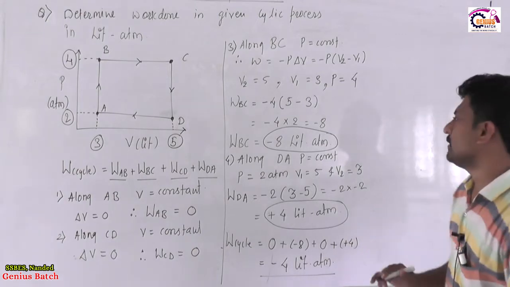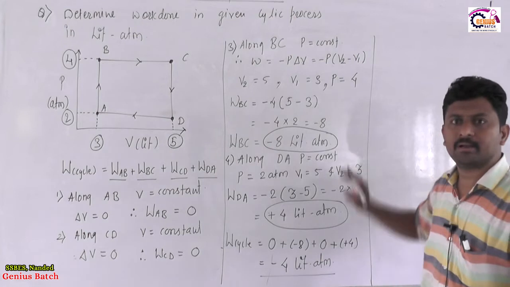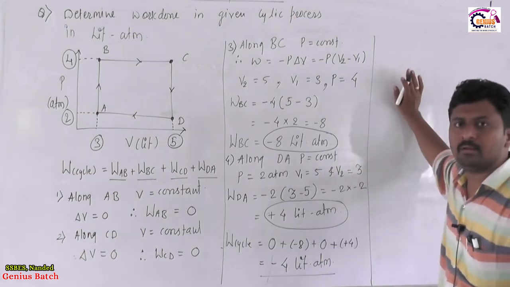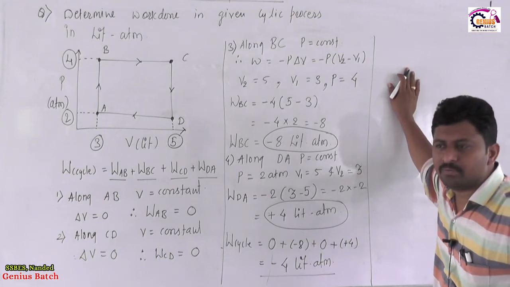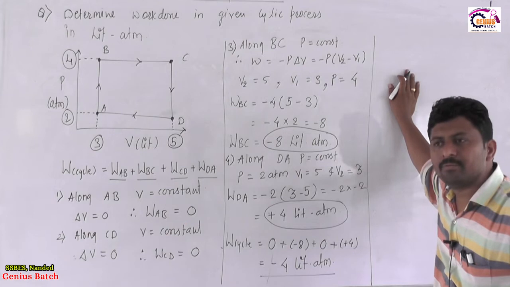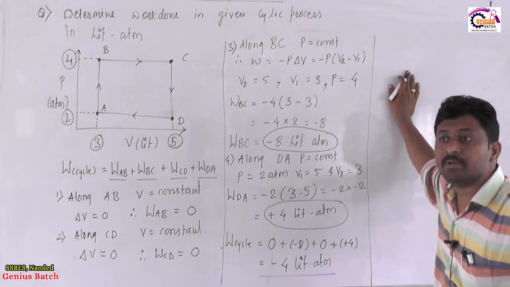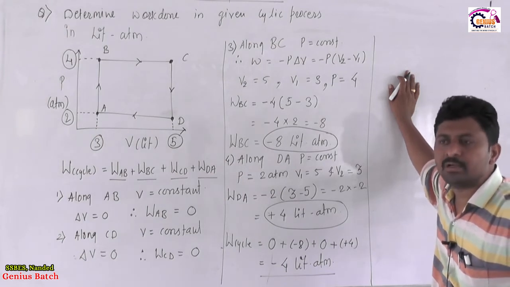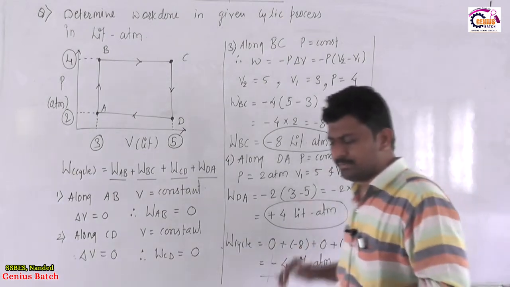Clear? This is about the solution of the question. Now we have one more theoretical conclusion for this numerical. And what that conclusion is: for a P delta V type of equation, we have seen sign conventions. When work done is negative, it means it is work of expansion type, and when work done is positive, it means it is work of compression type. This was a general convention.